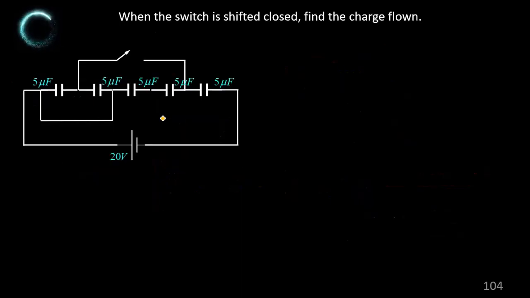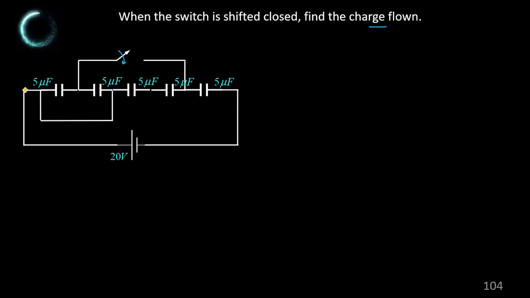So here there are different capacitors. Again, you are asked to calculate, when the switch is closed, find the charge flown through this part. Let us say this switch is being closed. Okay. So before connection, when the switch is in open position, I want to write what is the charge on each and every plate.